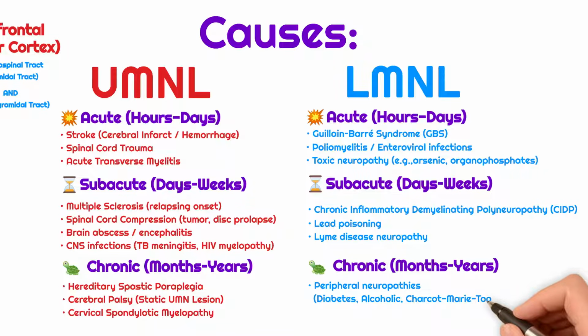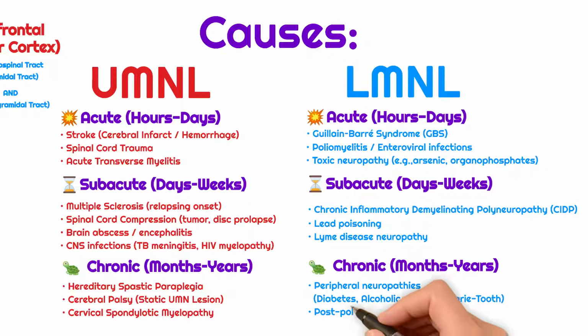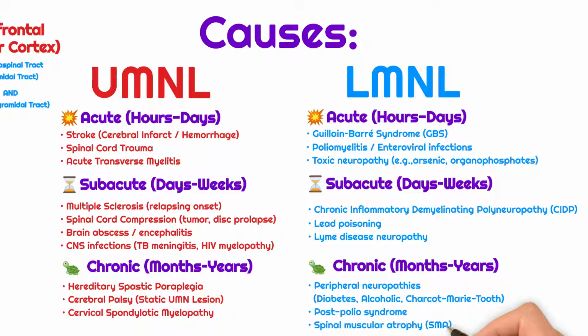Post-polio syndrome leads to chronic weakness and wasting in the muscles, and atrophies such as spinal muscular atrophy.